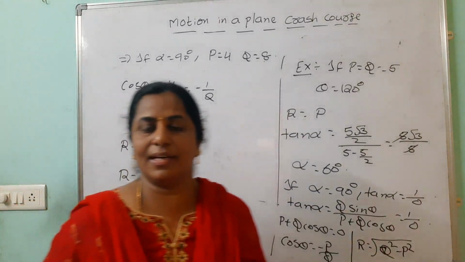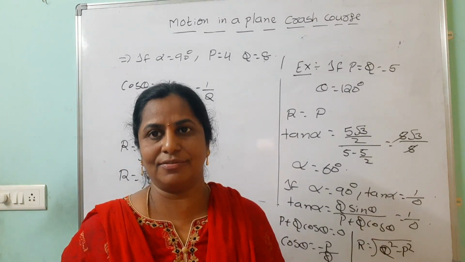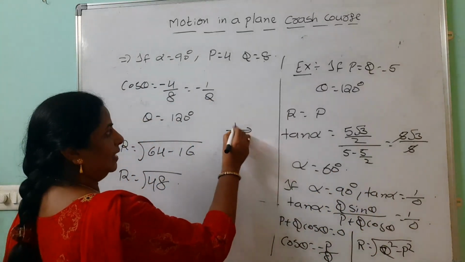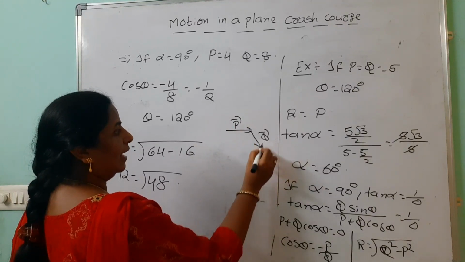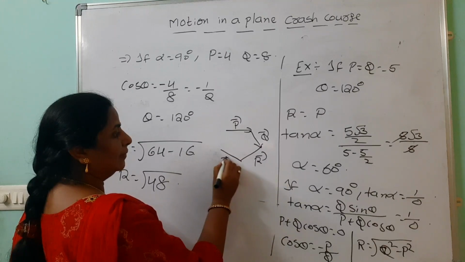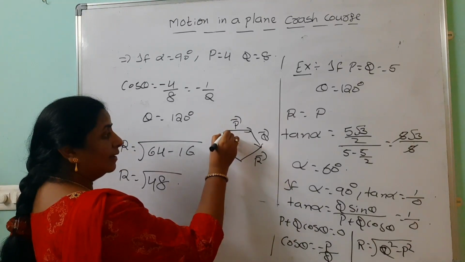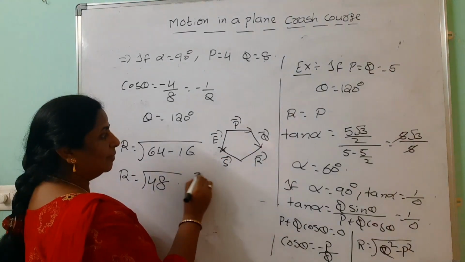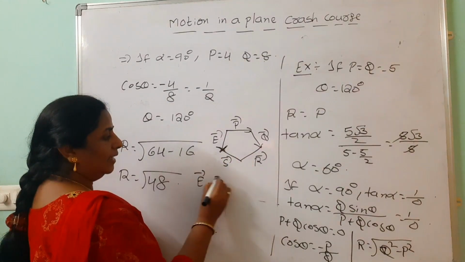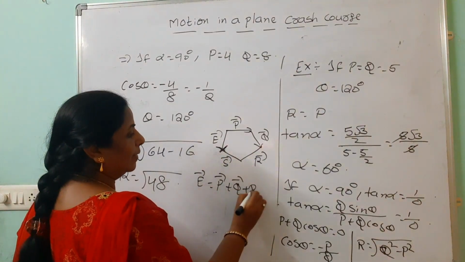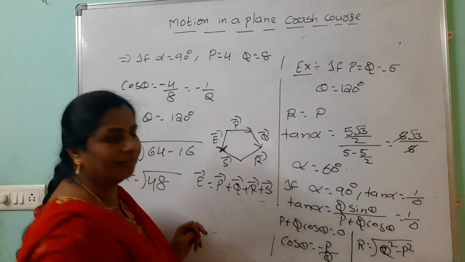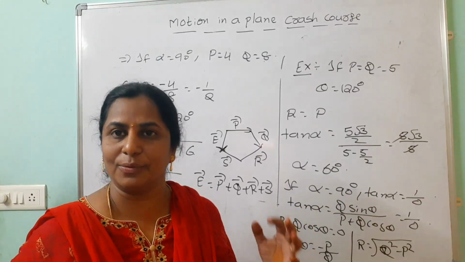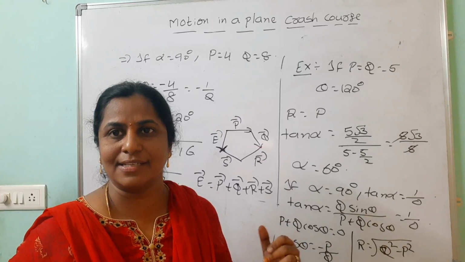Then our next method is the polygon law of addition of vectors. If n number of vectors represent adjacent sides of a polygon, like P bar, Q bar, R bar, then S bar, then the resultant is the closing side of that polygon in reverse order. Here I am taking the resultant as E bar. So E bar, in reverse order, is nothing but P bar plus Q bar plus R bar plus S bar. This is called the polygon law of vectors. So these are the types of vectors, and parallelogram law, triangle law, polygon law, how to add vectors, how to subtract vectors, everything I have given.